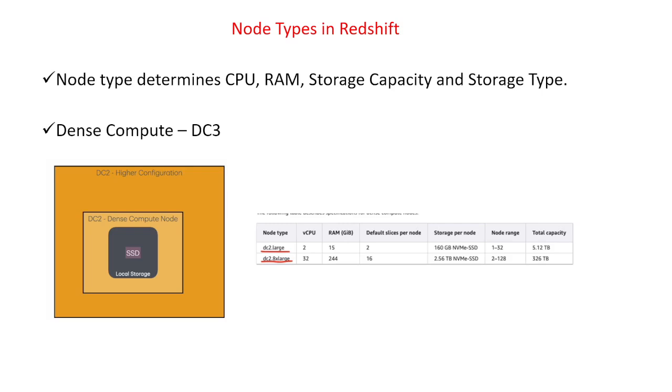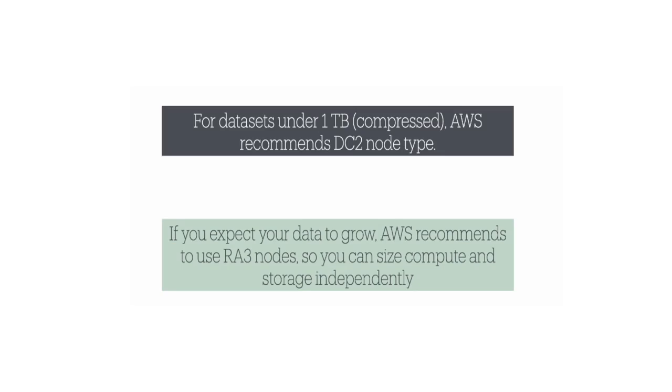DC2 is dense compute. If you have very compute-intensive queries, then I will prefer DC2. DC2 doesn't have any managed storage. It is local storage only, but it gives very fast processing of queries. Now, when should we use DC2 and when should we use RA3? For a dataset under 1 terabyte, where computation is the priority, we will prefer DC2. But if we expect the data to grow and huge data is coming, then we will prefer the RA3 node.